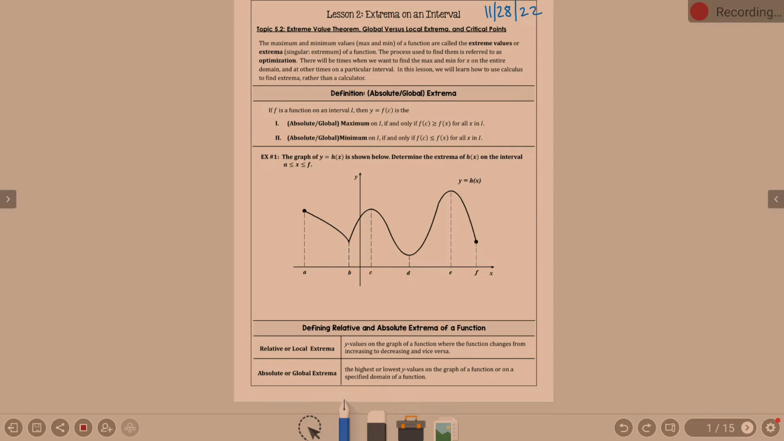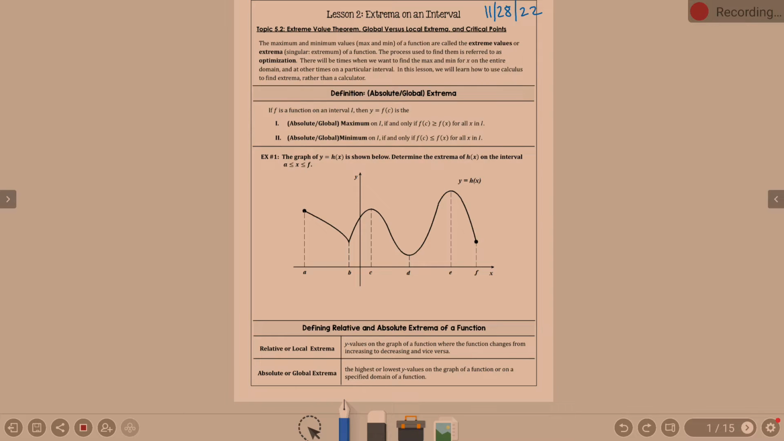That's a lesson coming up where we'll talk about what it means to optimize something. There'll be times when we want to find the max and min for the entire domain or on just a particular interval. This lesson we're talking about how to use calculus to find extrema rather than a calculator. You can always graph and use the max and min features on your calculator, but that's not what we're talking about. What's the calculus behind it, not just going straight to the calculator.